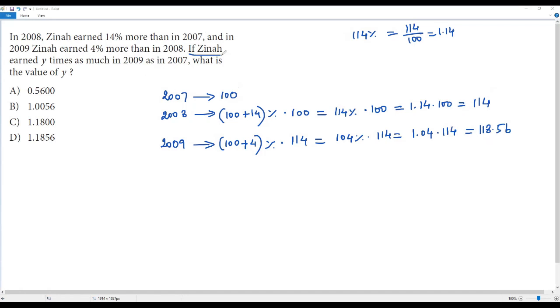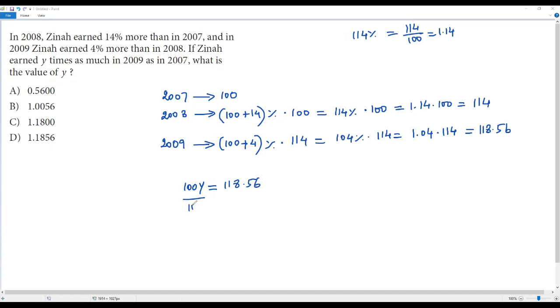Now let's consider this information. If Zinah earned Y times as much in 2009 as in 2007, from this we can understand that Y times the earning in 2007 is equal to the earning in 2009. So when I take Y times this 100, 100Y, that is equal to the earning in 2009, that is 118.56.